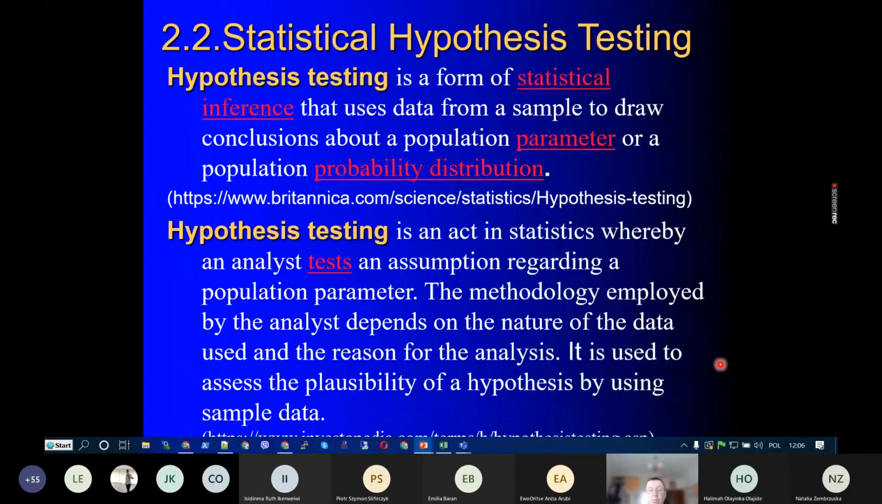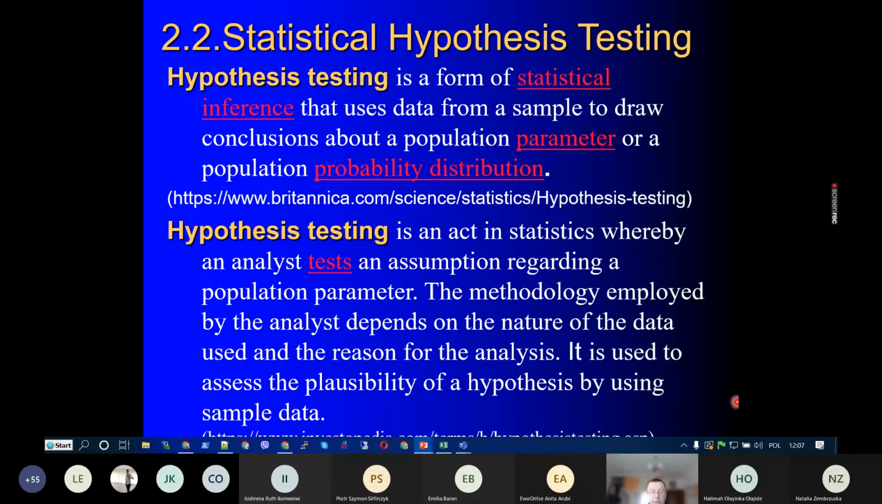Okay, so hypothesis testing. Hypothesis testing is a form of statistical inference analysis that uses data from a sample to draw a conclusion about a population parameter or population probability distribution. So we explore our sample data and try to figure out whether our conclusion will be true for the whole population. More widely, hypothesis testing acts on statistical variables and tests assumptions regarding a population parameter, and the methodology employed depends on the nature of the data used and the reason for the analysis.